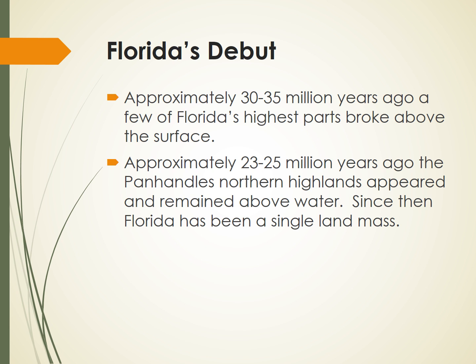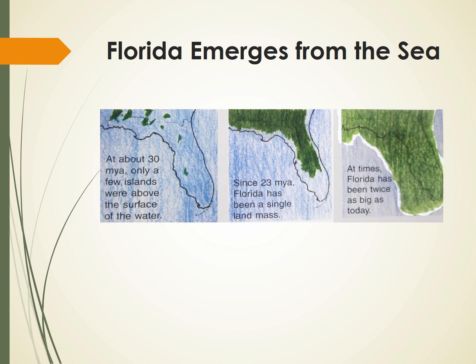So Florida's debut, approximately 30 to 35 million years ago, a few of Florida's highest parts broke above the surface. And approximately 23 to 25 million years ago, the Panhandle's northern highlands appeared and remained above water. And since then, it has been a single landmass. And let me show you the diagram. This is what's in your book. And just to let you know, when you see the term MYA, that means million years ago. So about 30 million years ago, only a few single islands were above the surface.